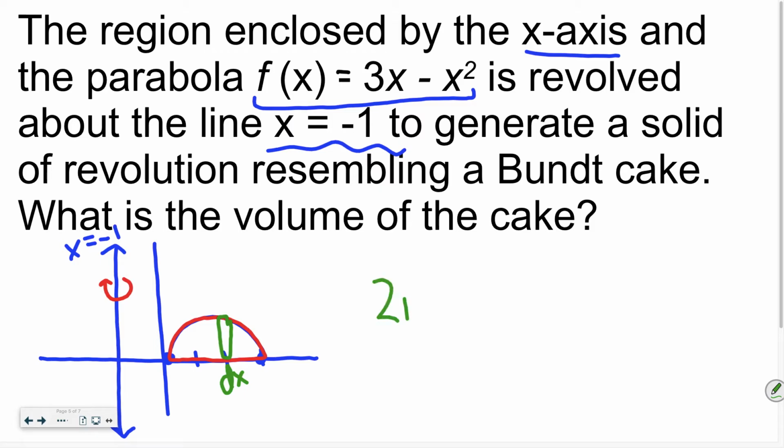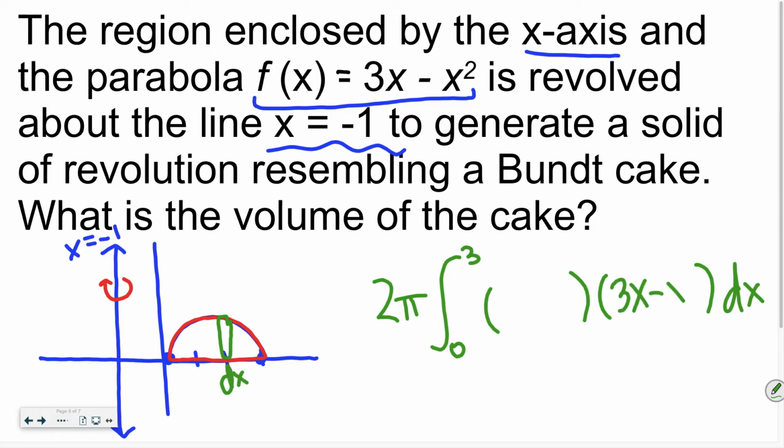So, we have 2 pi integral. Our region goes from 0 to 3. We need radius times height dx. Okay? The height of each of those rectangles, top minus bottom, is just 3x minus x squared. But when we talk about the radius, I want you to think about how far each of those rectangles are from the axis of rotation.